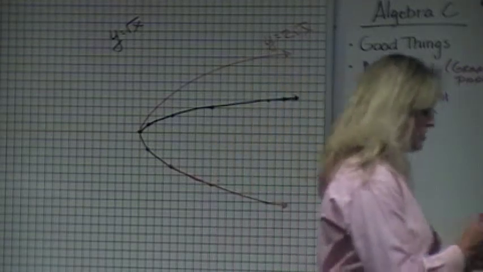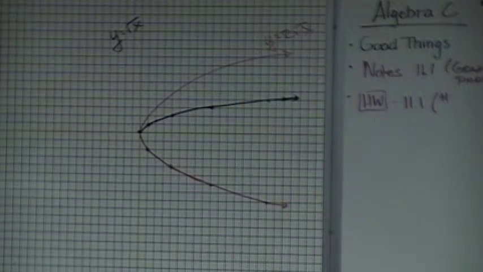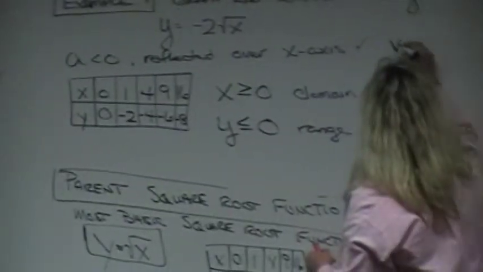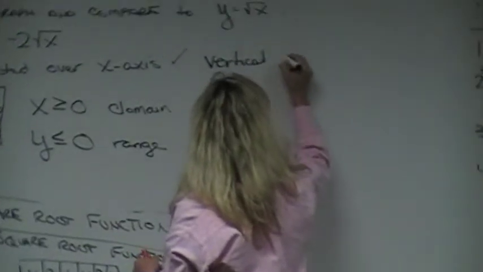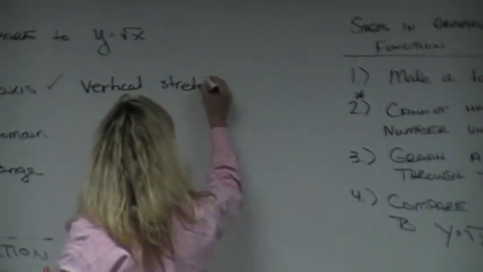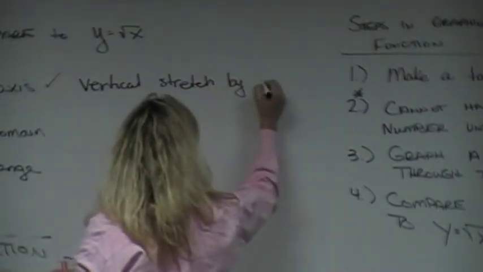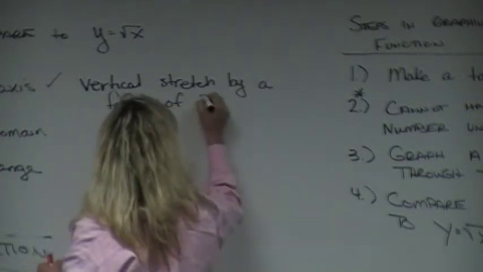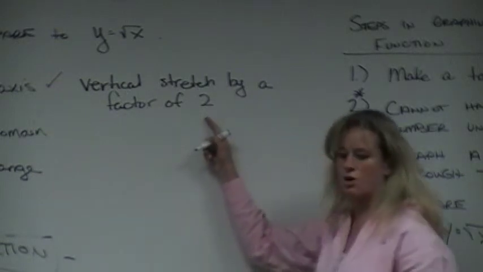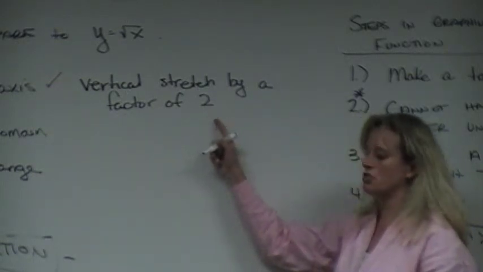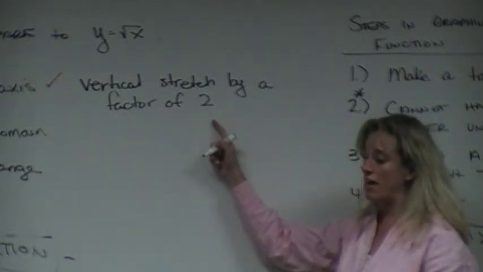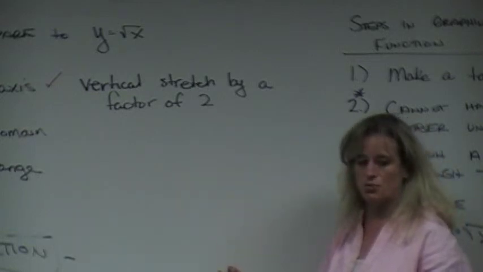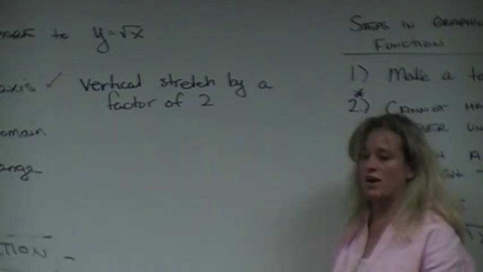So we want to add that to our comparisons. This will be a vertical stretch. By a factor of what, though? Now, this is where it might be a little confusing. I did not put -2 there. Because when it's a vertical stretch, it's going to be the absolute value of A. What's the absolute value of -2? So that's why we use the factor of 2.